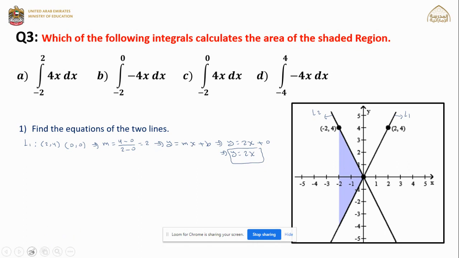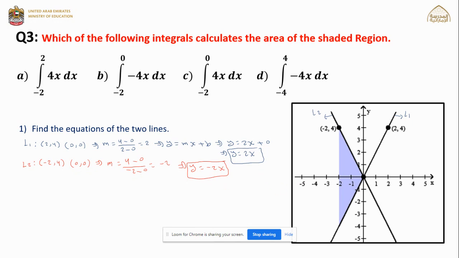Now I will go to the next line, L2. L2 is passing through 2 points, (-2, 4) and (0, 0). The slope m is delta y over delta x, so (4 minus 0) over (-2 minus 0), that means negative 2. The same idea, I can find y equals negative 2x, because this line is also passing through (0, 0), so the y-intercept is 0.